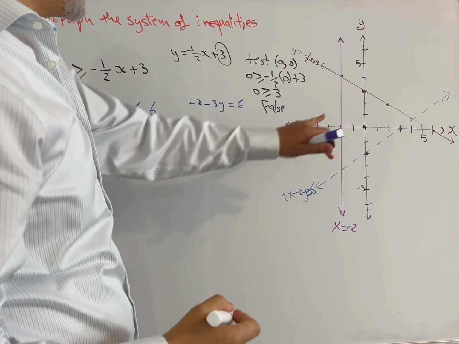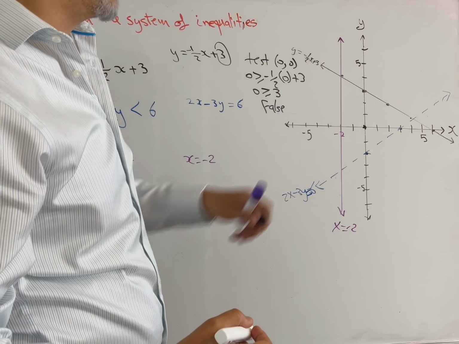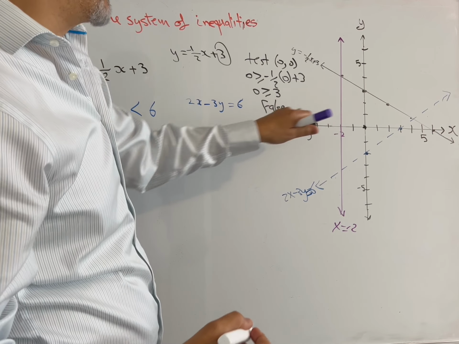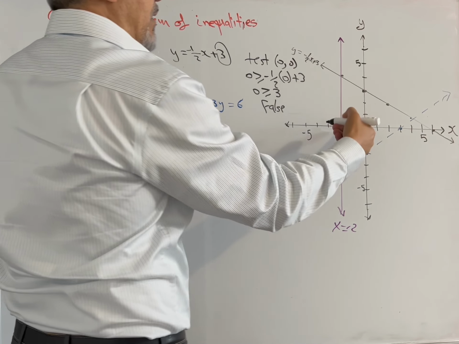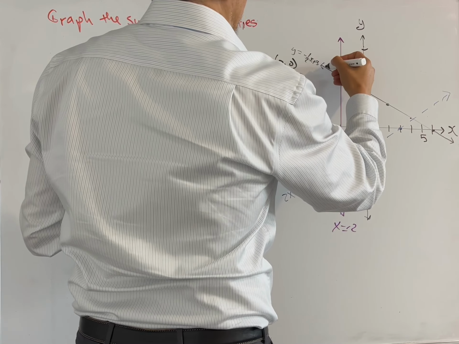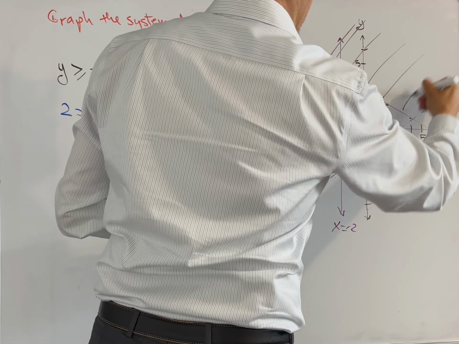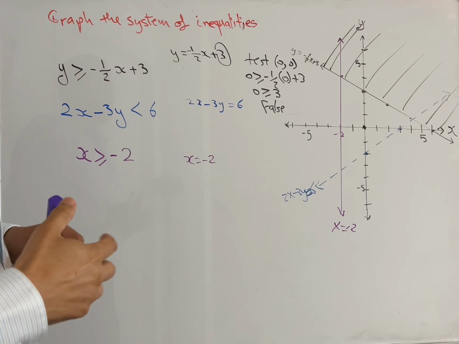Since it's false, and 0, 0 happens to be below the solid line, you don't shade where 0, 0 is. You shade on the other side of the tested point. So that means you shade right here. We're just going to do a few lines here to make it easier.